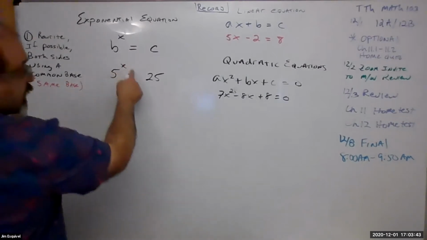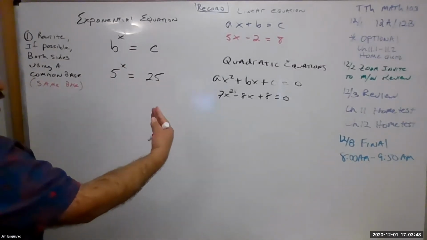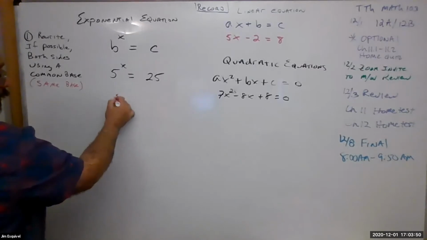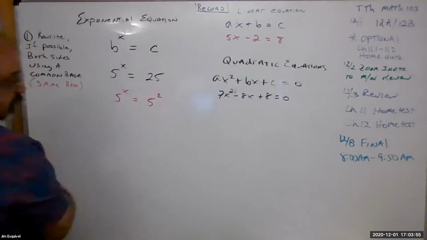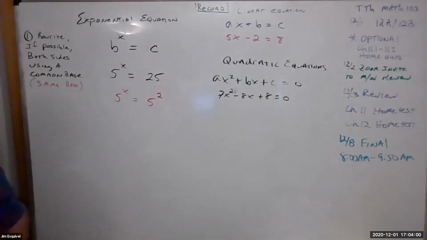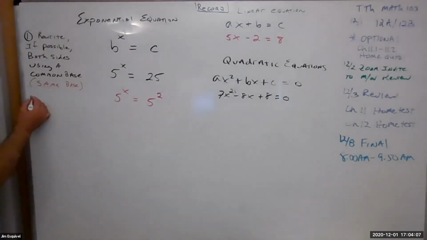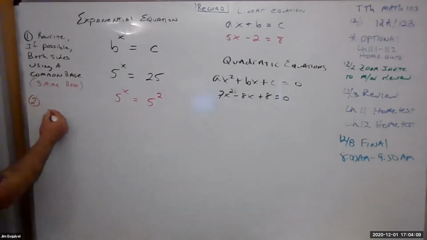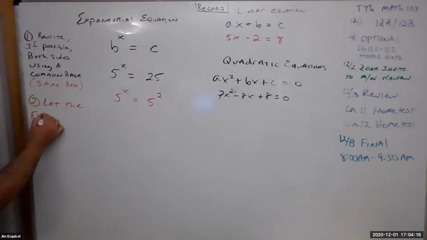So 5 to the x equals 25. Well, 5 and 25 are both powers of 5. 5 to the x, and over here, 25 is 5 to the second. They're both powers of 5. So once you can rewrite them using the same base, then step 2, once the bases are the same, you let the exponents equal each other.